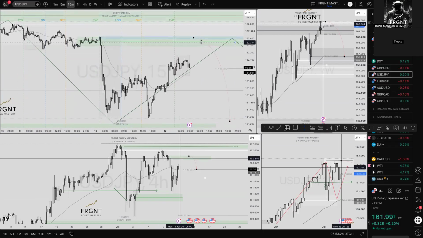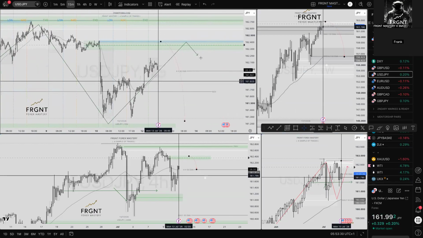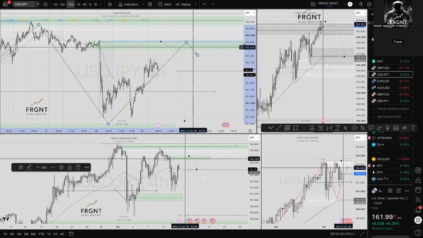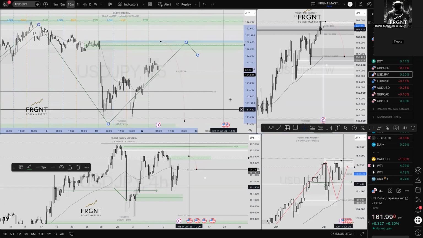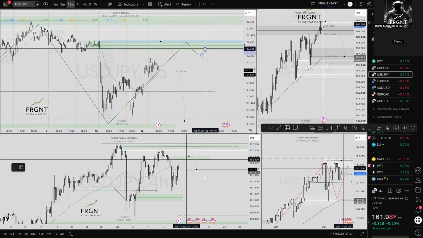So I've got my alert. I'll move it higher so I don't get tempted. But that's my play today. I'm looking to short US dollar JPY from this 15-minute order block. Again, can I be aggressive? I could. Am I going to be? Probably not. So I'm going to wait for price to print towards the upside.